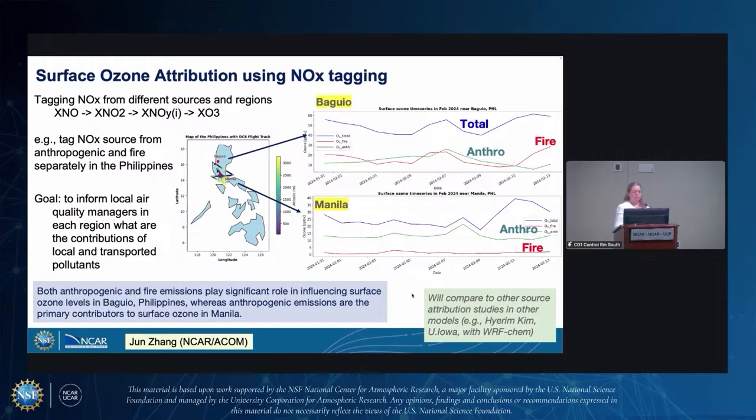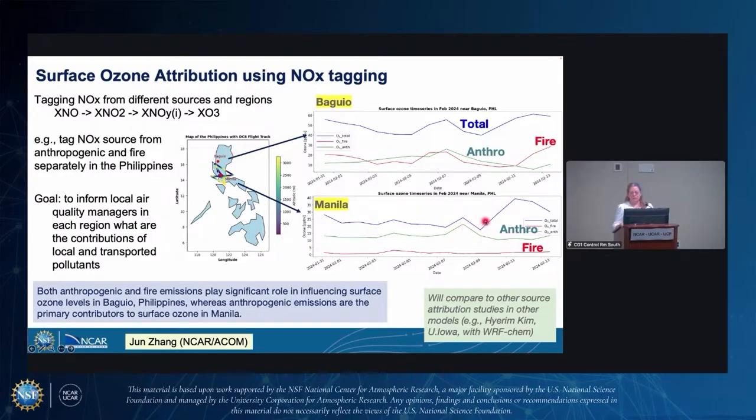Jun Zhang is putting together simulations using the tagging of NOx to look at the source attribution for ozone. So we tag NO through to NO2 and all the NOy species, and then the amount of ozone that comes from a different NOx source. This is just some of our preliminary results showing the tagged ozone. This is the total simulated ozone, and then versus anthropogenic or fire ozone for these two sites in the Philippines, Manila, and a more remote site.